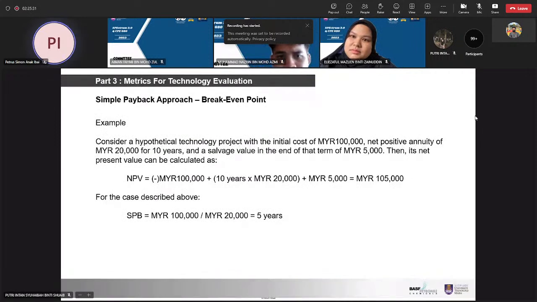For example, like just now, you have the NPV of 105,000. Your initial investment is 100,000 and your annuity is 20,000. So when divided, it's equivalent to 5 years. That means your project will pay back by itself within 5 years. All right, next.